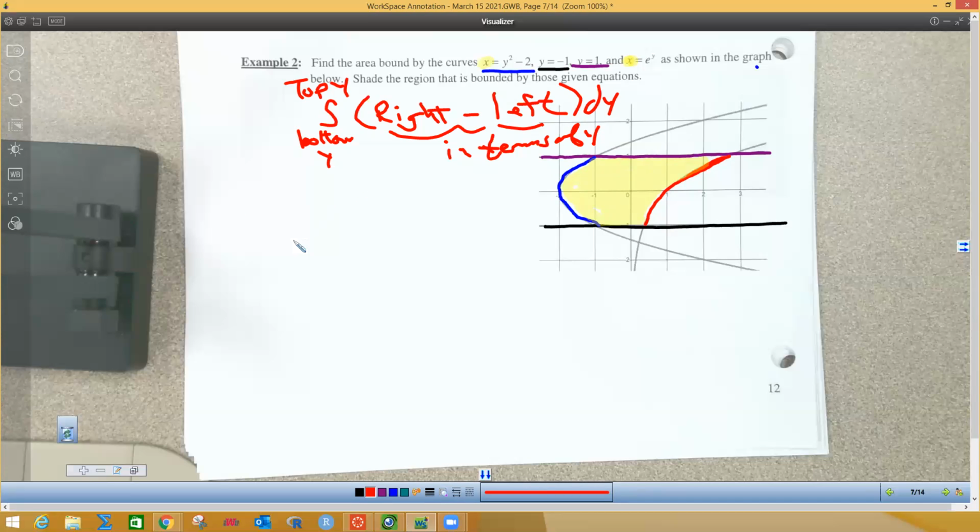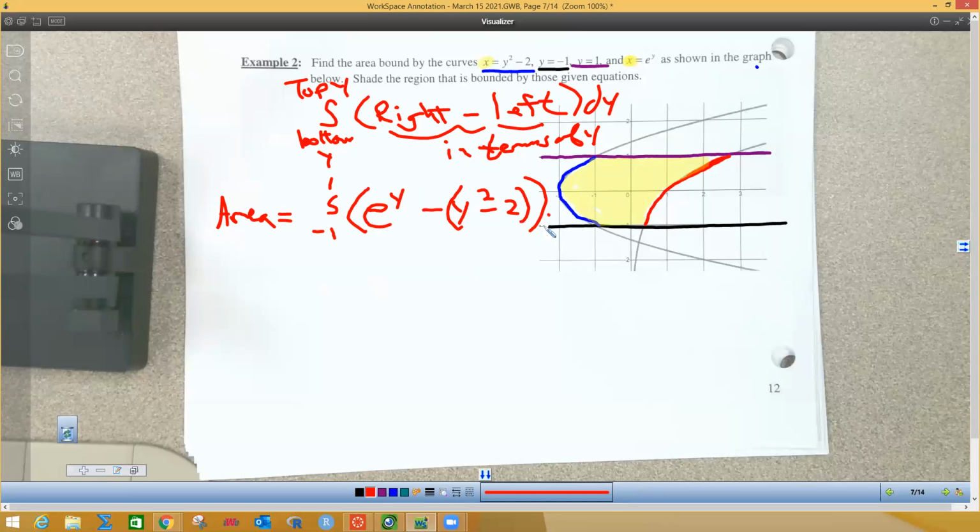Okay, so what's my bottom y value? So we got -1. What's my top y value? 1. From this black to that purple. Then what's the function on the right side? e to the y. We got to have y in here. See that y? If you put an x in there, it's not going to be right, because we're doing a dy problem. So it's e to the y minus the blue one, which is minus y squared minus 2.